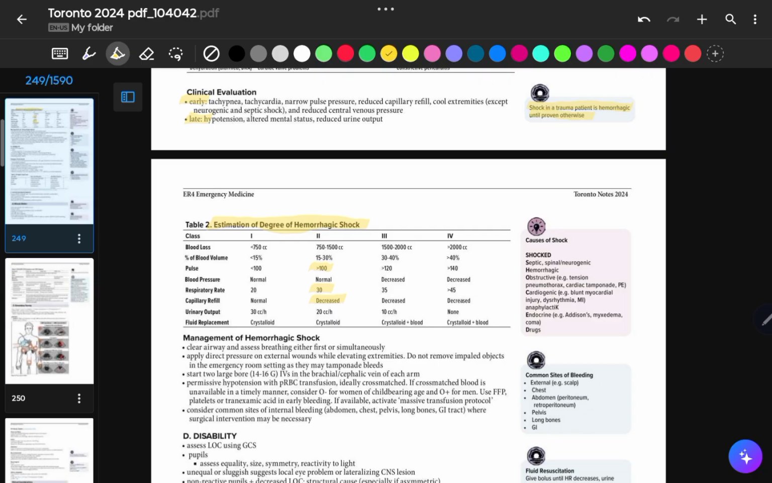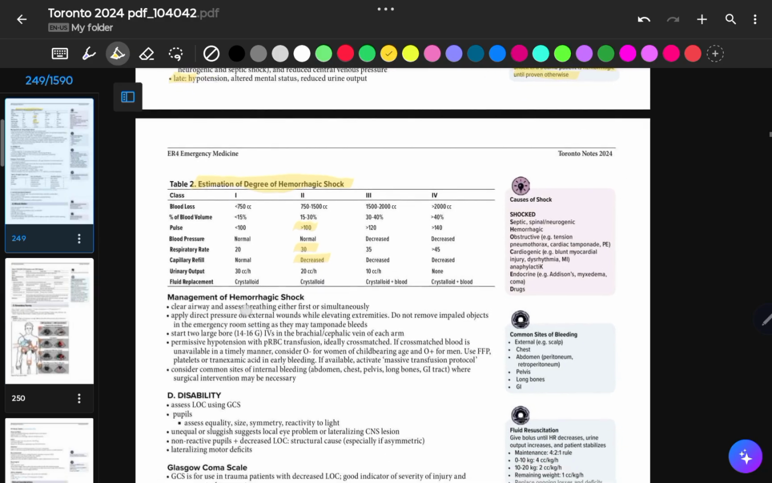So they're going to have an increased pulse, a decreased blood pressure, an increased heart rate, decreased capillary refill, and urine output is decreased. In this case, you need to give them crystalloid plus blood. Fourth stage, or the fourth class, they have lost more than 2000 cc or mL, and then the pulse is increased to 140, blood pressure is decreased, respiratory rate is increased, capillary refill is decreased, and they don't even have a urine output. Then you want to give them crystalloid and blood.